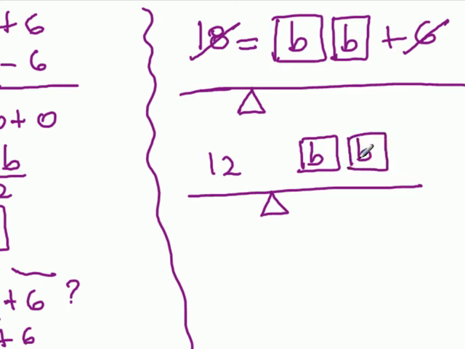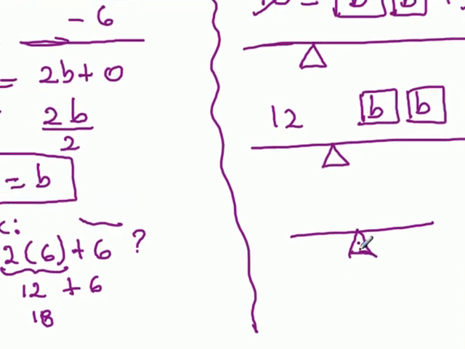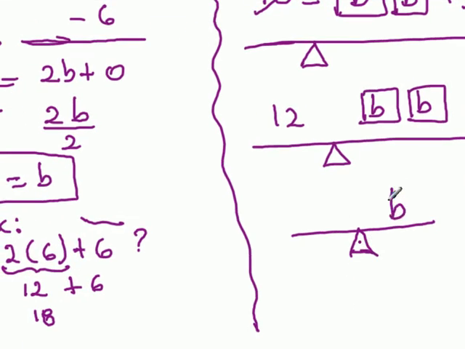Now, if 2 b's equal 12, that means that 1b by itself would have to be half of it, or half of the 12. So that means that 1b equals half of 12, which is 6. And that's the same solution that we had when we solved the equation algebraically.